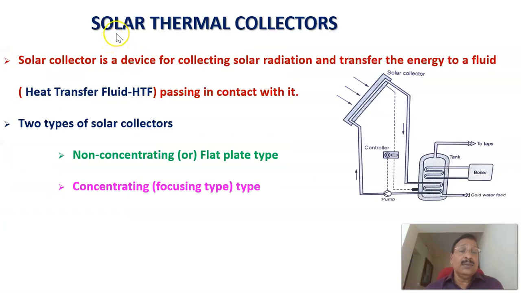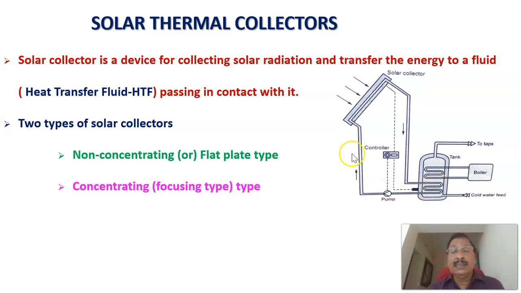Now we'll see what solar thermal collectors are. In the next presentation, I will explain the different types of solar collectors. This is just an introduction. A solar collector is a device for collecting solar radiation and transferring the energy into a fluid called the heat transfer fluid, HTF, passing through it in contact with it. Here this is a flat type of collector. Solar radiation falls on this and is converted into thermal energy, and through the fluid the heat energy is transferred, as I already explained.